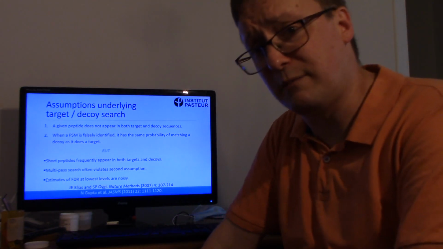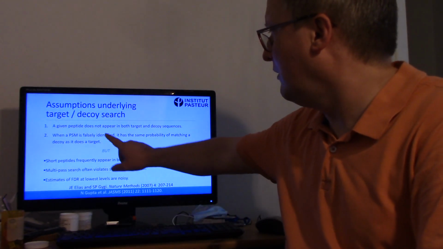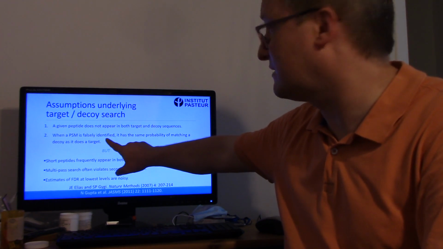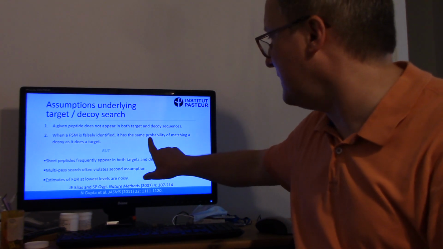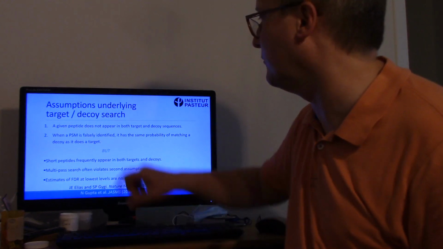So there are several assumptions that play into this. We've already mentioned some, but I guess we started with this one, that when a peptide spectrum match is falsely identified, it has the same probability of matching a decoy as it does a target. That's one we mentioned a few slides ago.